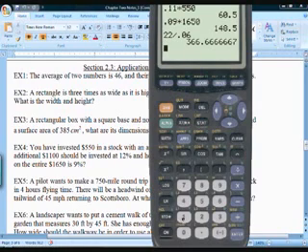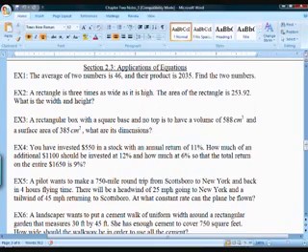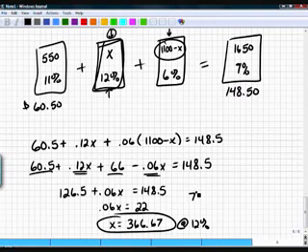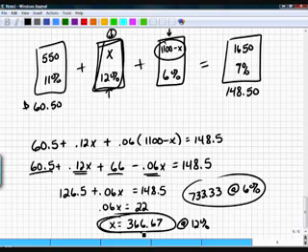Back to our calculator, 1100 minus the answer gives us $733.33. So $733.33 at 6%. So there's your two answers. How much should I invest at 12% and how much should I invest at 6% in order to get a return of 7% from our $1,650?